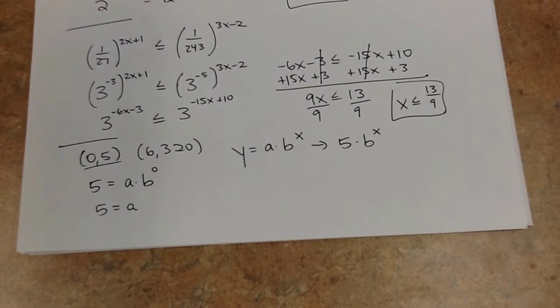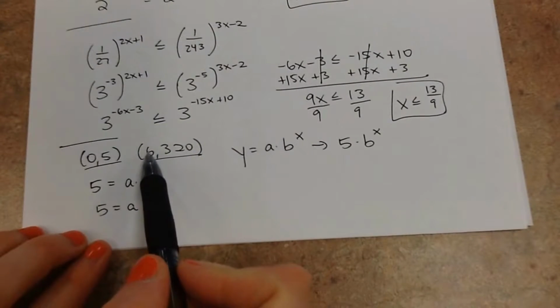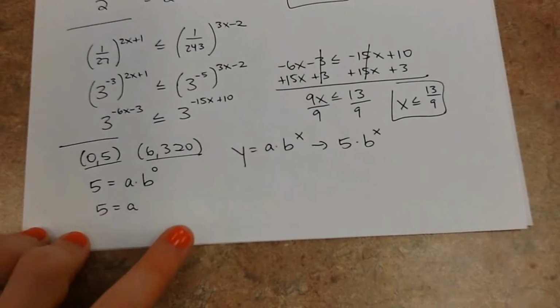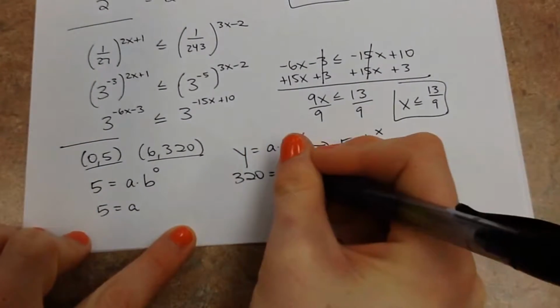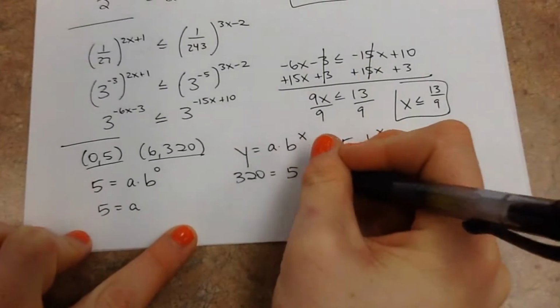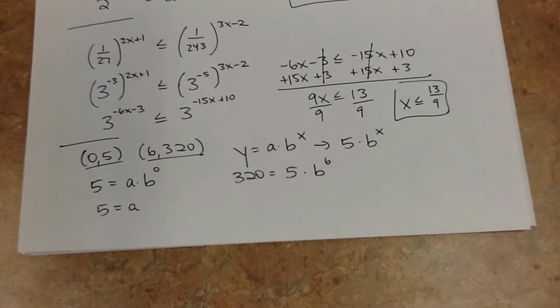So I got half of it. I still need to figure out B. So now I'm going to use the second ordered pair. I'm going to plug in 6 for x. I'm going to plug in 320 for y. So I've got 320 equals, but now I know what A is. I still don't know what B is, and I'm plugging in a 6 for x.